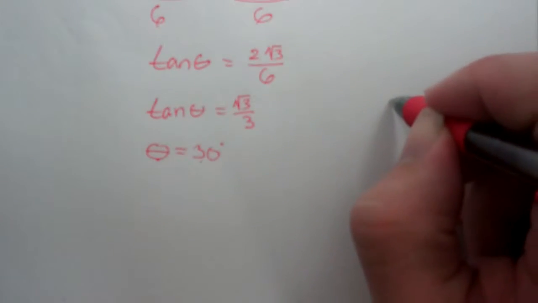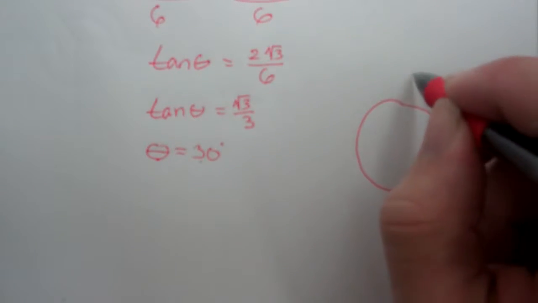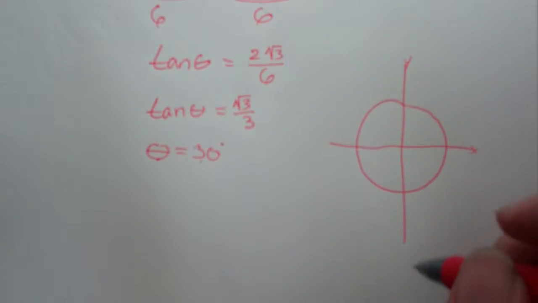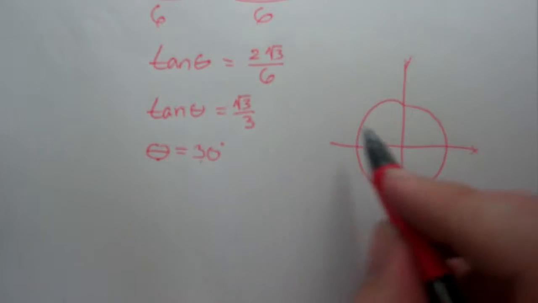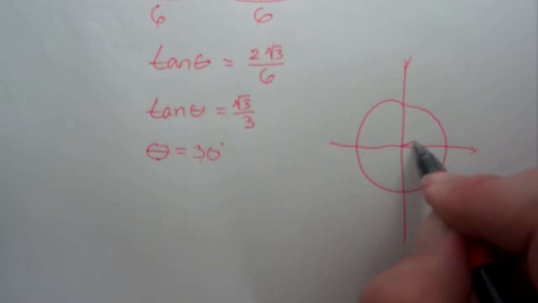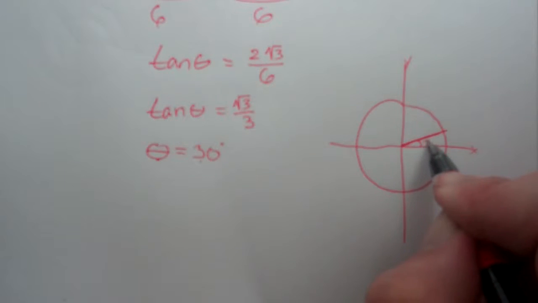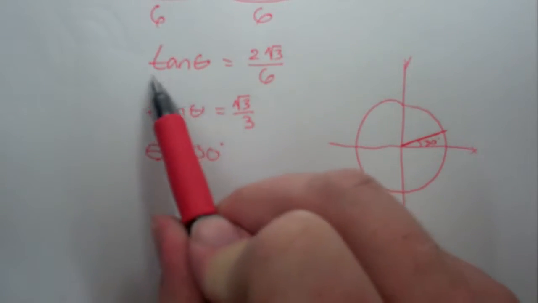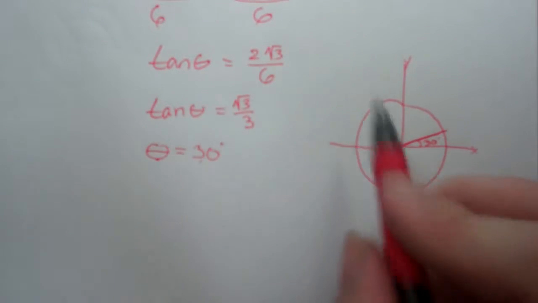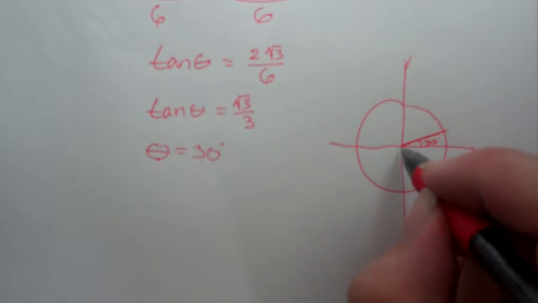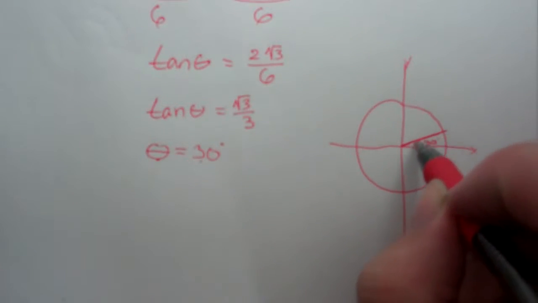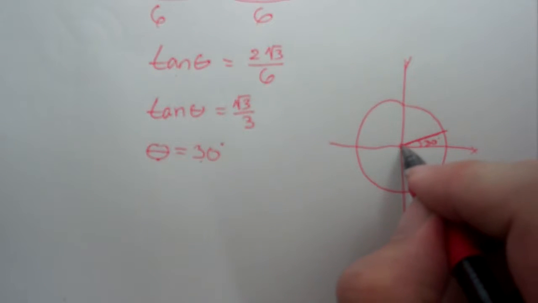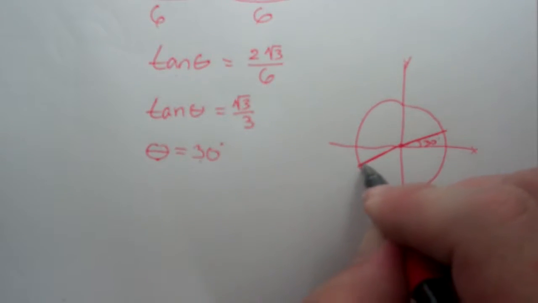We can find the other ones by drawing a unit circle. Here's my x-axis, there's my y-axis. And estimate where 30 degrees is. 30 degrees is about here. This is an angle of 30 degrees. And because this is a tangent, what should we reflect it through? You're absolutely correct if you said that we should reflect this 30 degrees through the origin. For a tangent, you reflect through the origin, and so it takes us over to here.